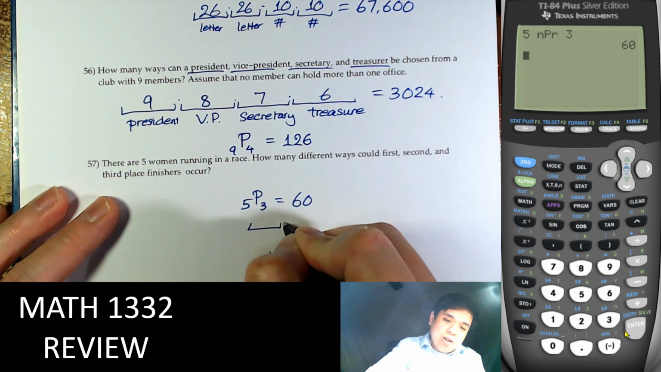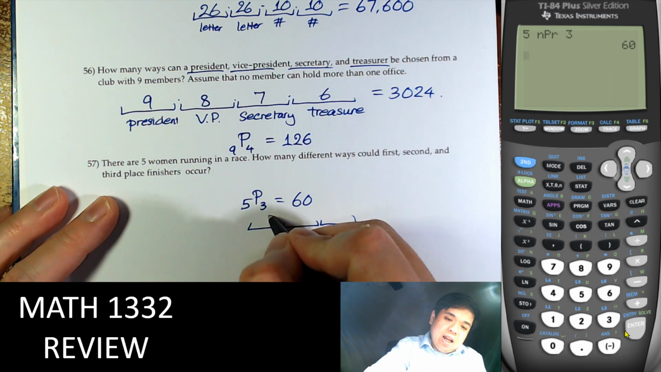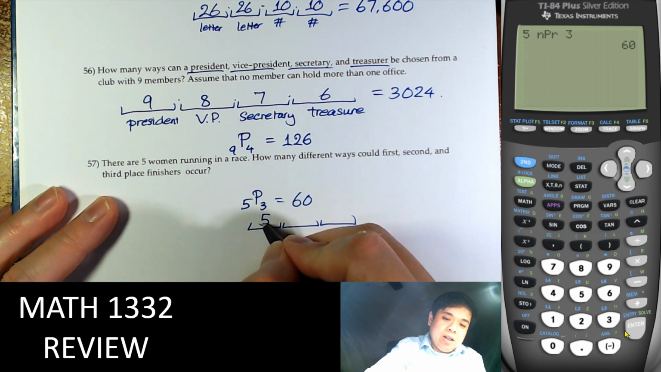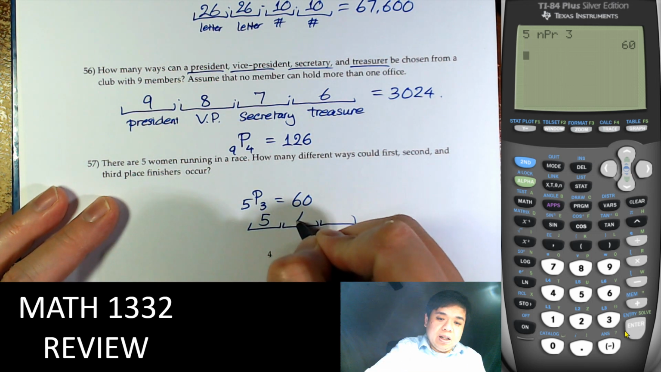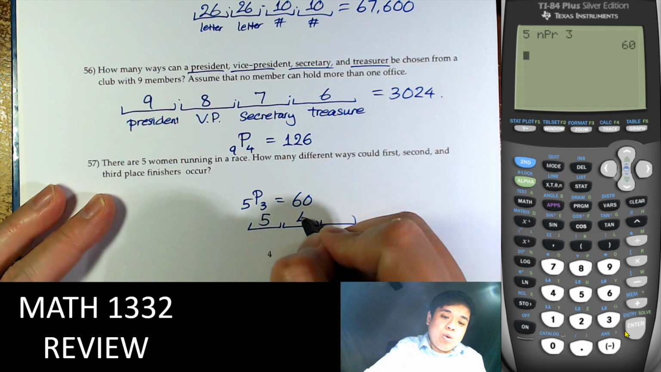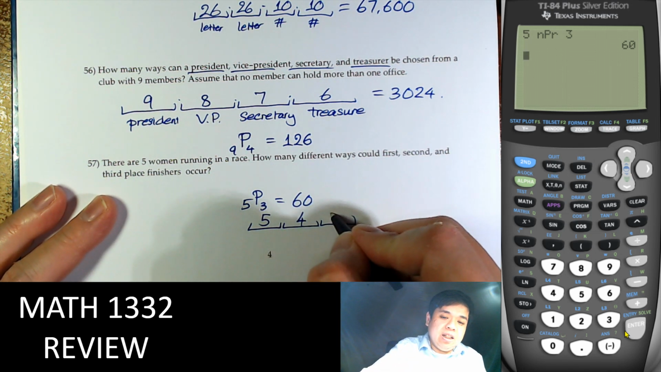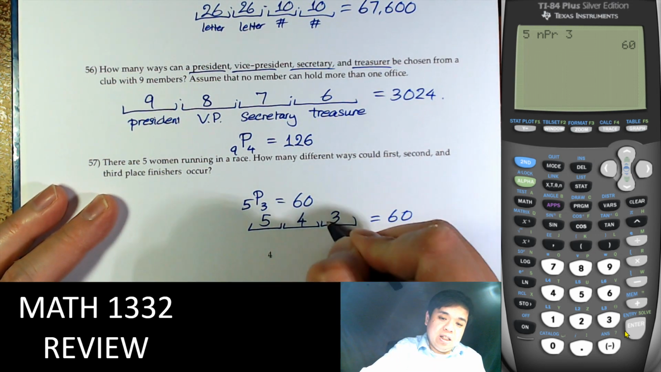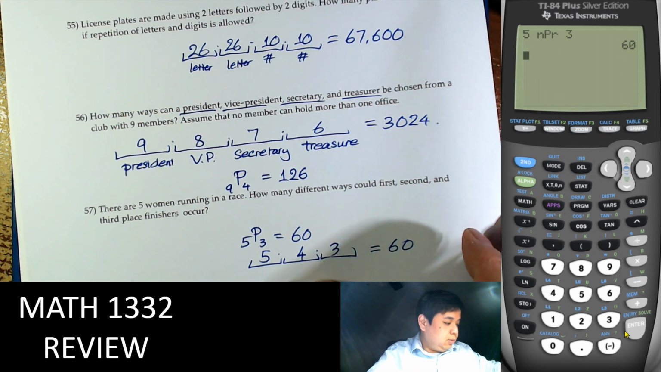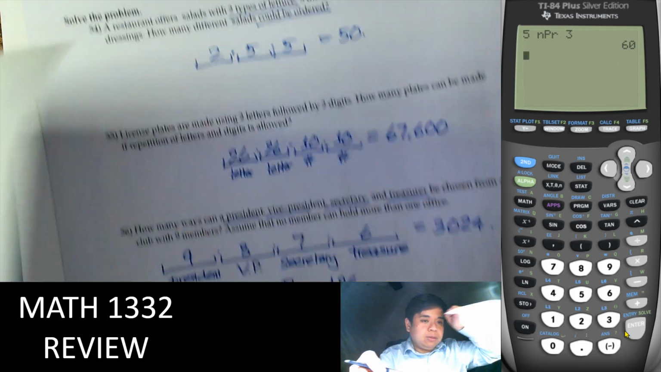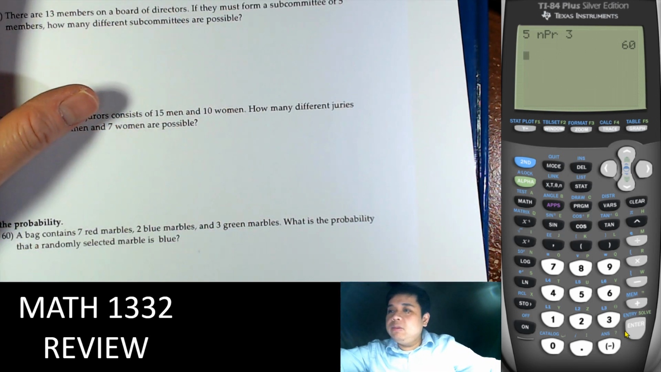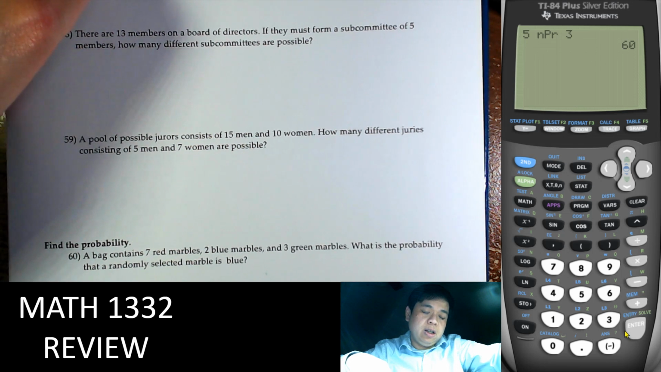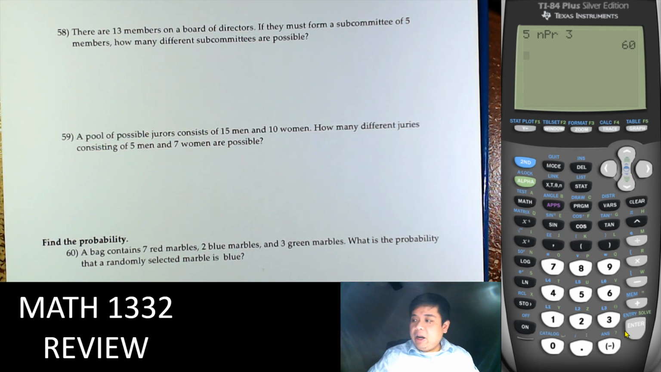Of course, we can use the slot as well. There's 5 people to win, but excluding that one, we have 4 left to win the second, and excluding those 2, we have 3 left. Of course, either way, we have 60. Right, so that was permutation. Now we have combination.